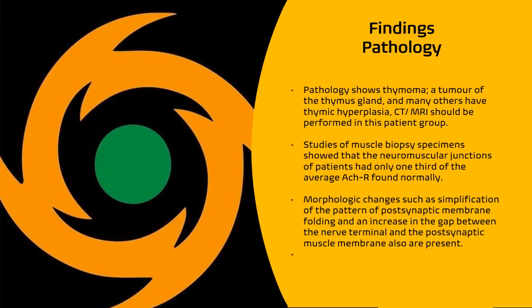Studies of muscle biopsy specimens have identified, at least in some contexts, that neuromuscular junctions, or NMJs, of patients have only 1/3 of the average acetylcholine receptor found normally. Morphological changes, such as simplification of the pattern of postsynaptic membrane folding, and an increase in the gap between the nerve terminal and postsynaptic muscle membrane, have also been identified.